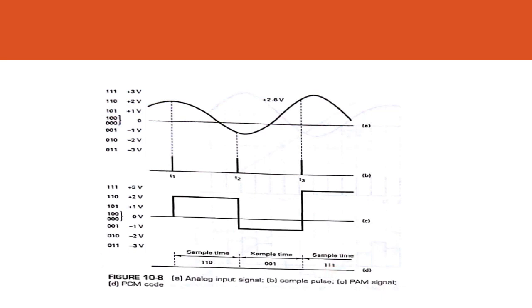So that is encoding. In case of encoding, what we are doing is converting that quantization level into the corresponding PCM code. So depending upon the quantization level, we can determine the number of bits which is used in the PCM code.